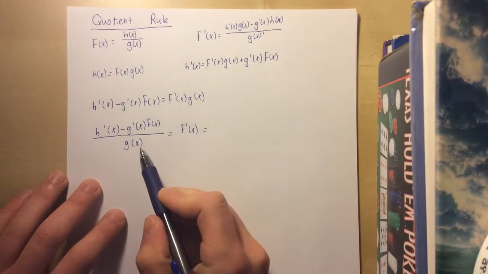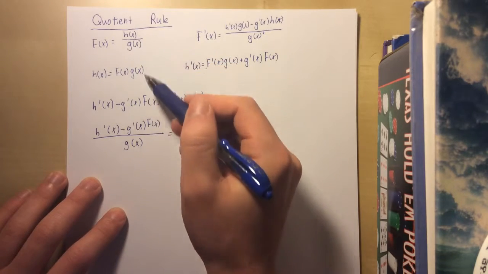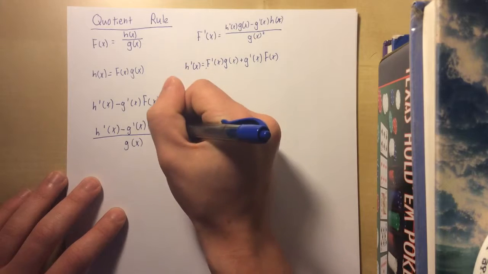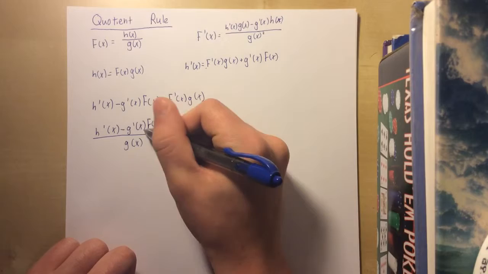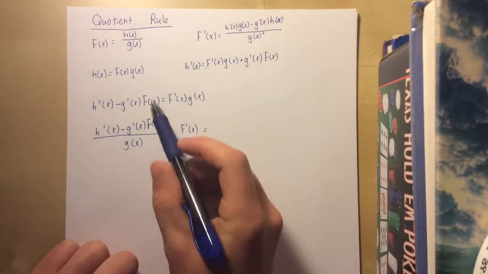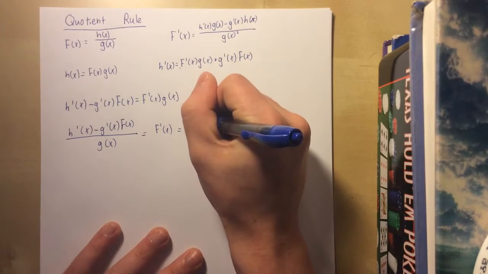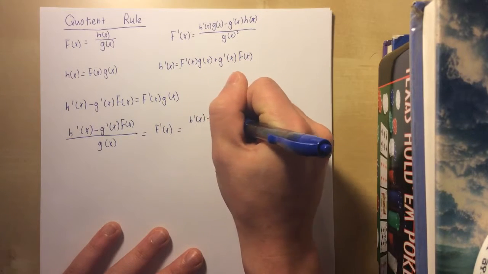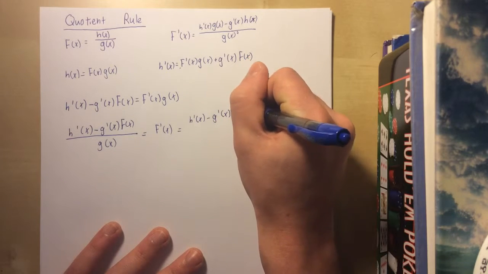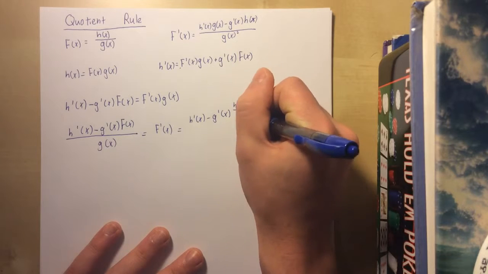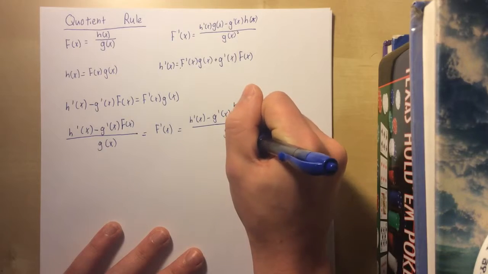And now what I'm going to do with this is substitute h of x over g of x instead of f of x, because we don't want the function to be part of the function's derivative. So we want to get rid of this term, and instead of this term we're going to write that term, because they're equivalent. So we get h prime of x minus g prime of x times h of x over g of x, all over g of x.